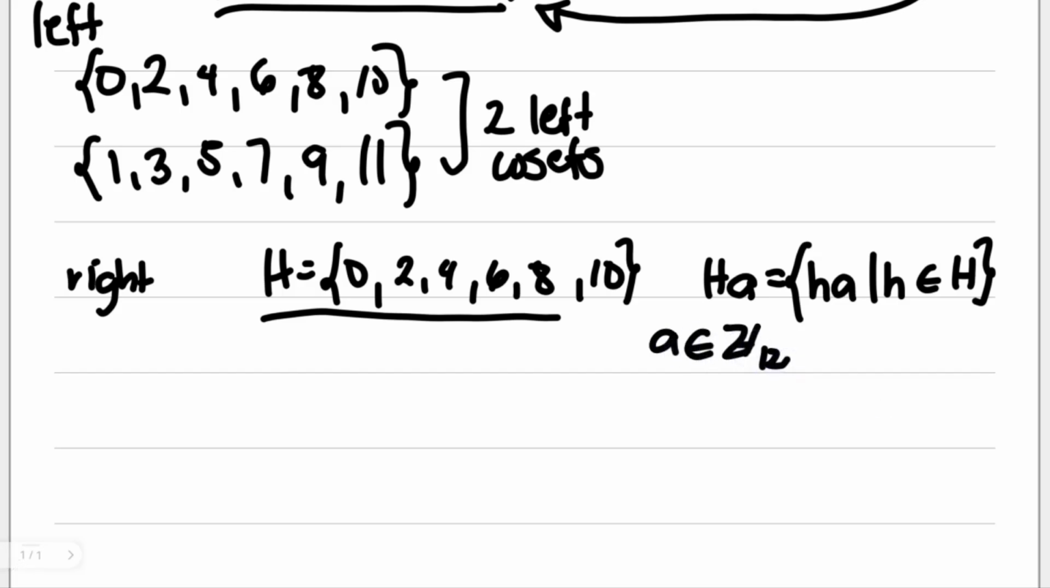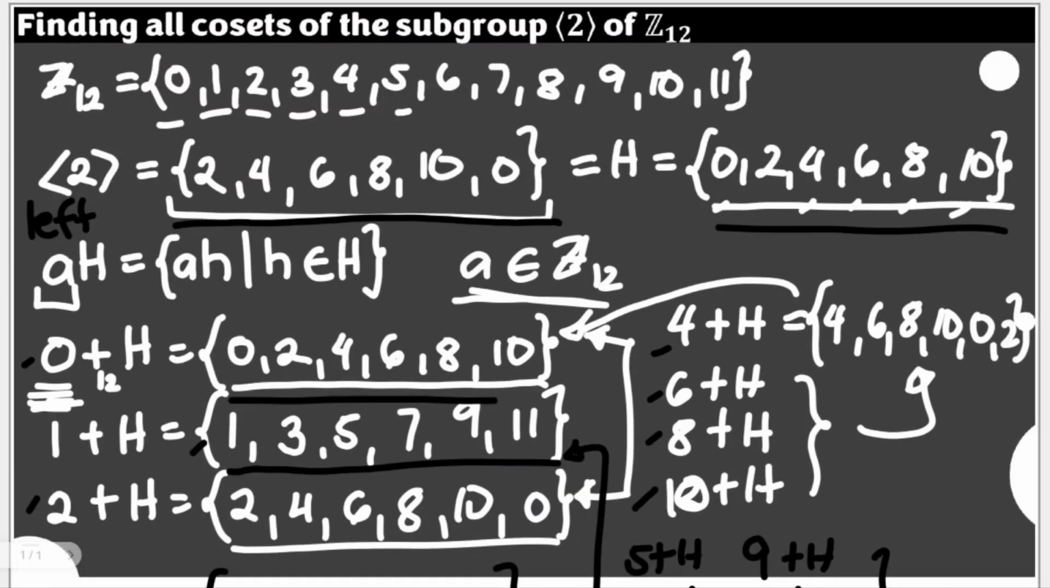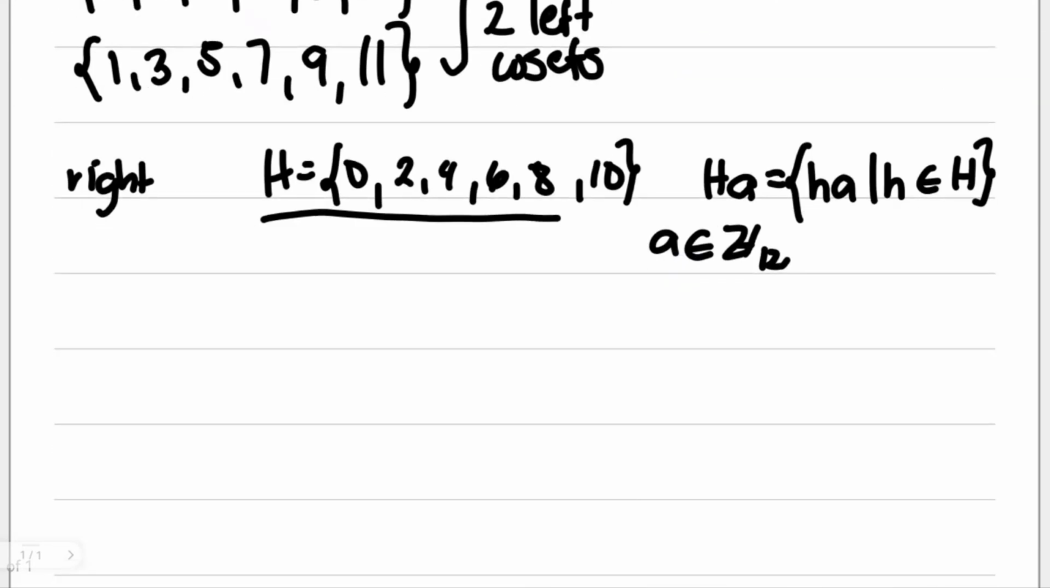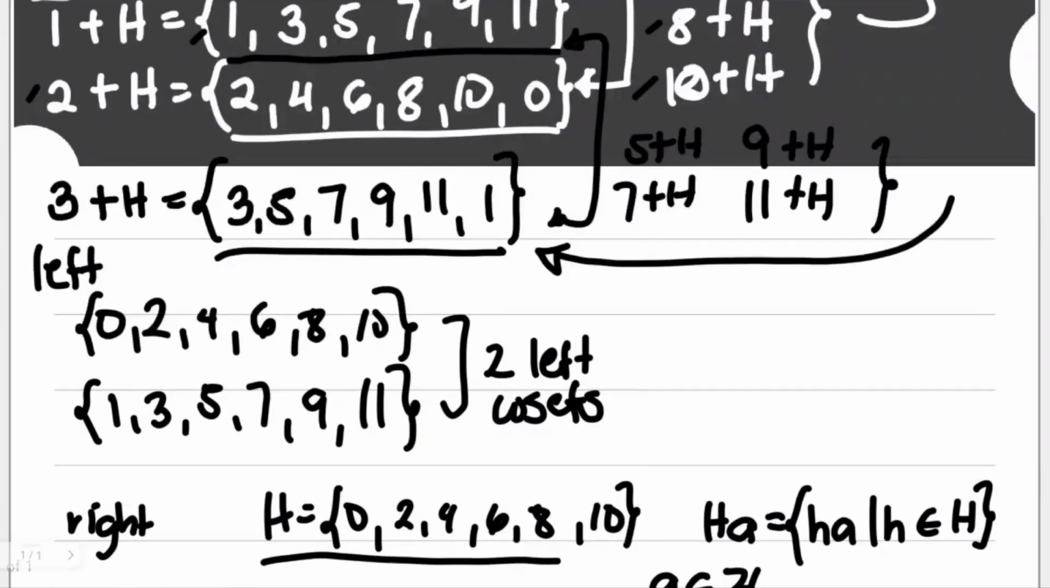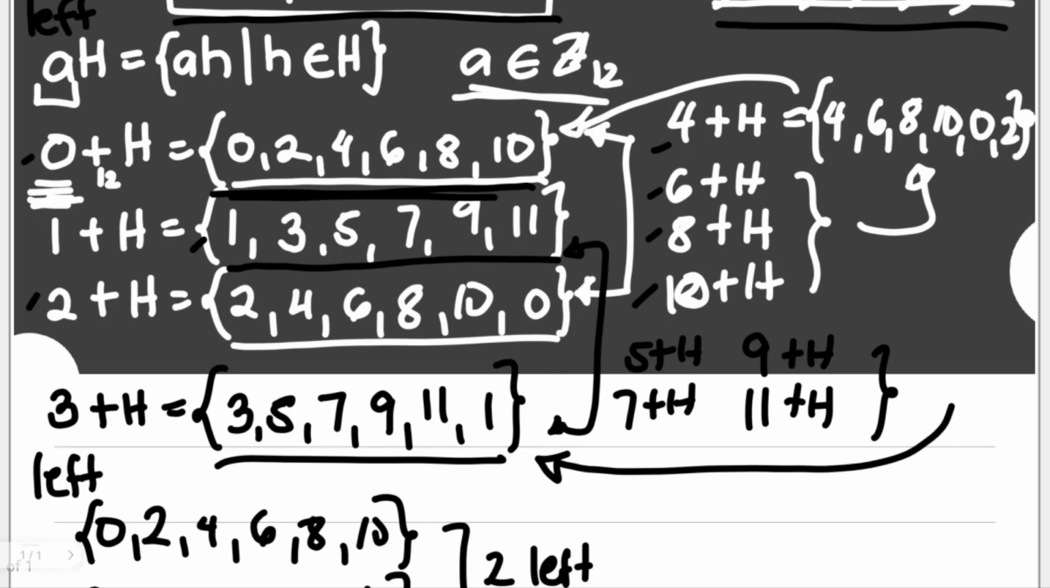But if you look into this, starting with the first element of Z12, which is 0, you will have this form here, H plus 0, which is actually equal to your H. So 0 plus 0 is 0, 2 plus 0 is 2, 4 plus 0 is 4, 6 plus 0 is 6, 8 plus 0 is 8, 10 plus 0 is also 10. This is actually the same as this one here. Notice we have the same results.